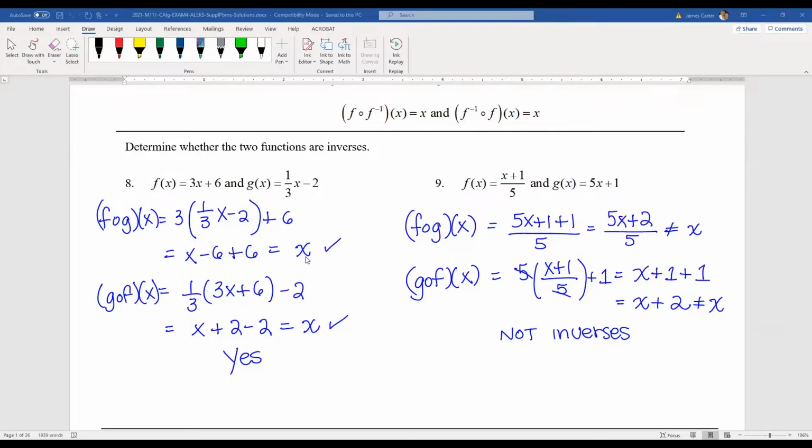Notice here, we got 1x for the f compose g, so we have to check g compose f. And in this case, we got 1x again. We're done. Over here, we did not get 1x. We got 5x plus 2 over 5. If you don't get 1x on the f compose g, there's no point in doing the g compose f because they will not be inverses. So you can just stop if you find that it's not equal to 1x.